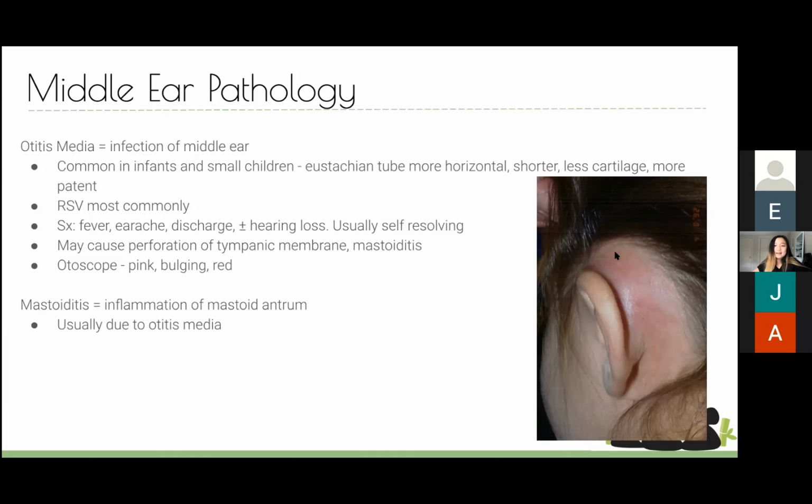And that looks like that. And mastoiditis is very bad, basically. I think if they were to give you an exam question, they'd only ask you what it is. So mastoiditis is swelling behind the ear. Maybe they had some otitis media before that.